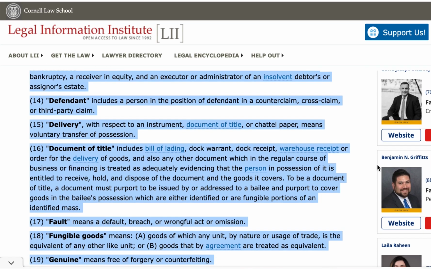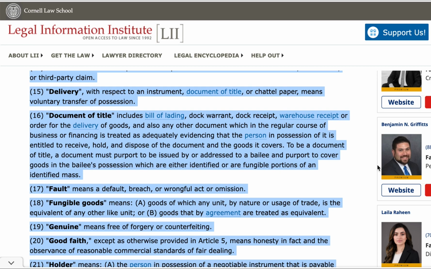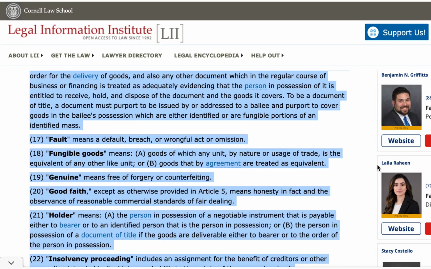16. Document of title includes bill of lading, dock warrant, dock receipt, warehouse receipt or order for the delivery of goods, and also any other document which in the regular course of business or financing is treated as adequately evidencing that the person in possession of it is entitled to receive, hold, and dispose of the document and the goods it covers. To be a document of title, a document must purport to be issued by or addressed to a bailee and purport to cover goods in the bailee's possession which are either identified or are fungible portions of an identified mass. 17. Fault means a default, breach, or wrongful act or omission. 18. Fungible goods means A.